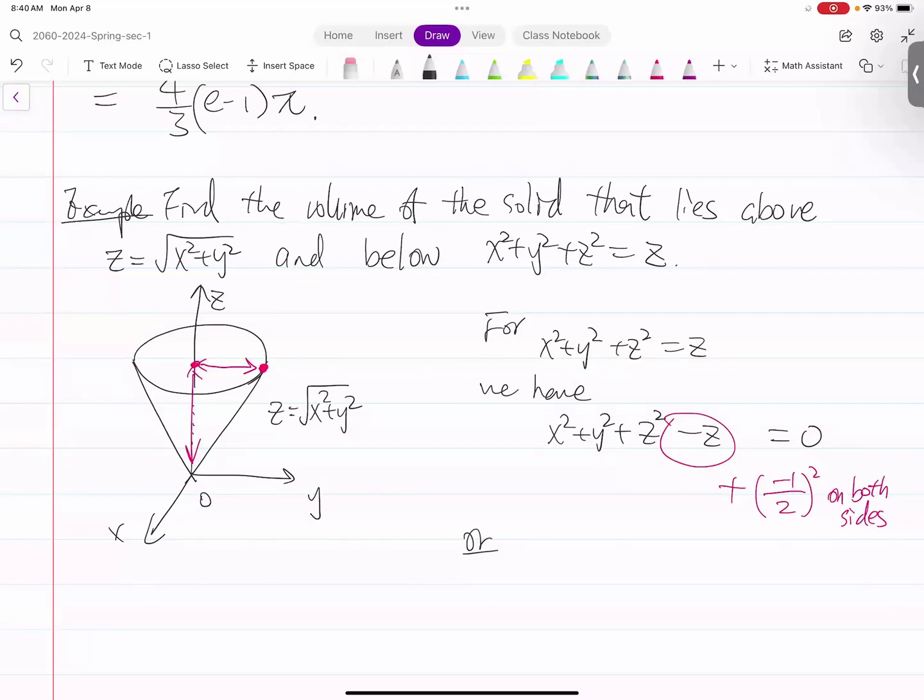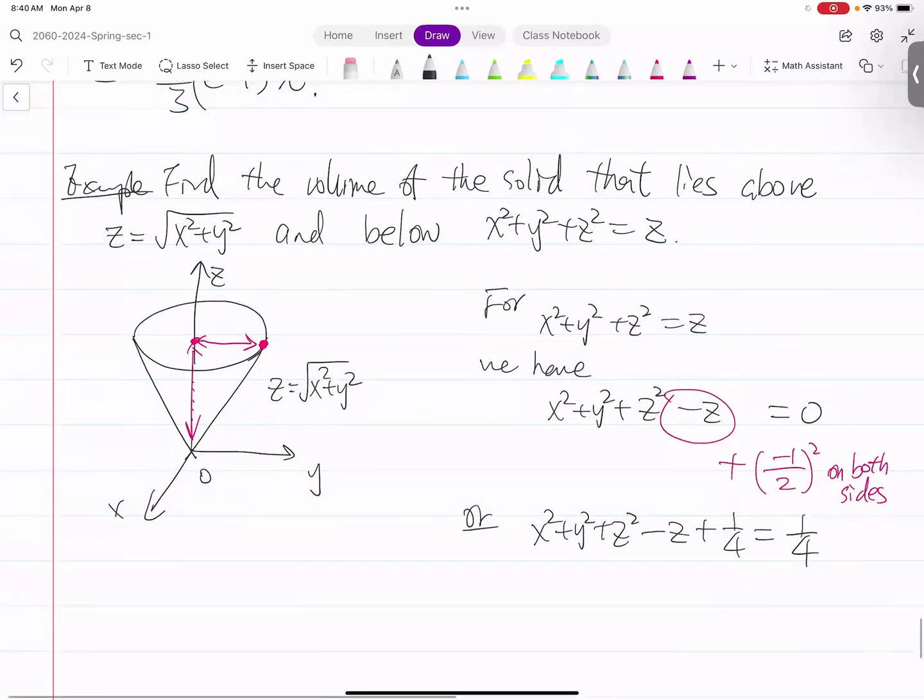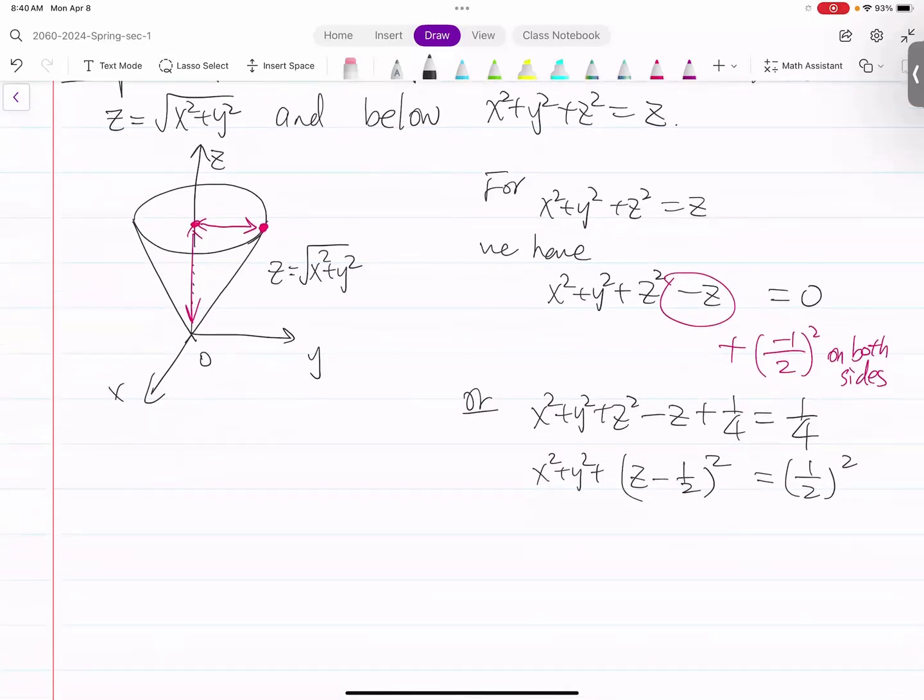So another way to write it is x squared plus y squared plus z squared minus z plus 1/4, which is putting 1/4 on both sides. And z squared minus z plus 1/4 is actually a complete square. So x squared plus y squared plus z minus 1/2 squared, and on the right hand side is 1/2 squared. So this gives you the center and the radius.